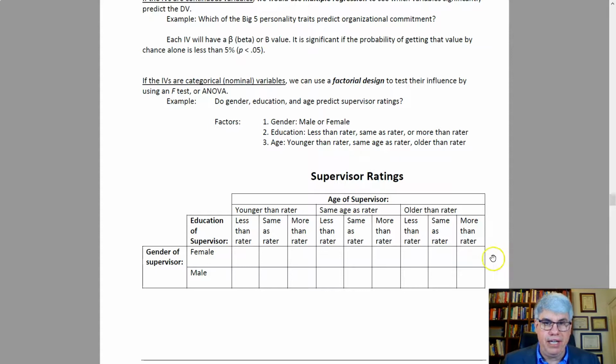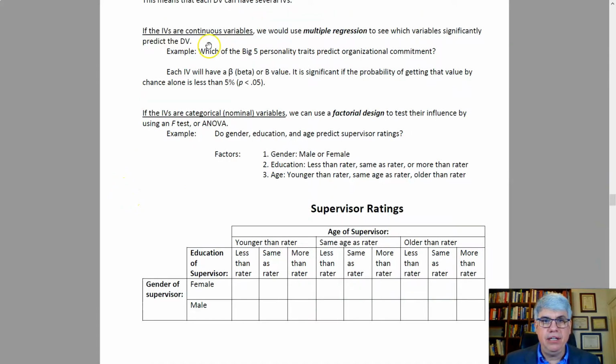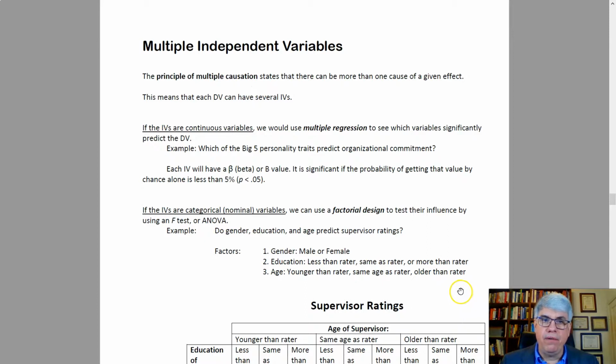So that's an ANOVA test, and we only use this for factorial designs where all of our variables are nominal. Now, there aren't too many studies like this in organizational psychology, because we can get a lot more data when we have continuous variables rather than just putting them in categories. So this is a little overview of how we model multiple independent variables and how we test to find out which of the independent variables significantly predict the dependent variable.